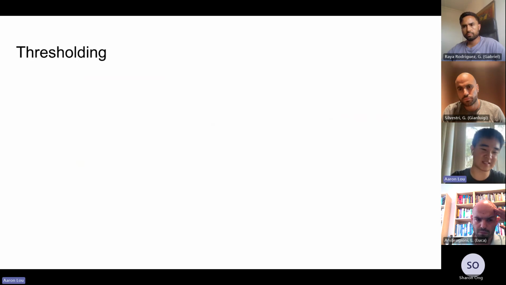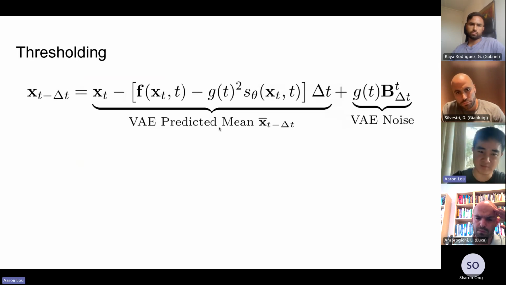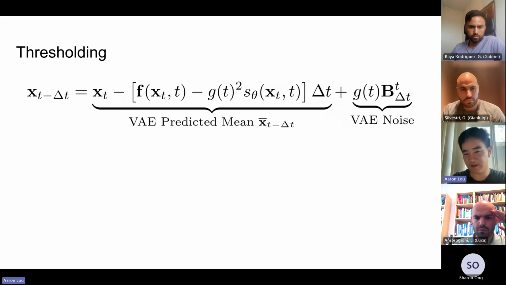One of the techniques that people use, and this is a pretty well-known technique, is the idea of thresholding. The basic idea of thresholding: we take the standard discrete step that we worked with for our SDE, and we have a nice interpretation of this discrete step through the lens of a VAE, or a variational autoencoder. Effectively, the first part of the discrete step is like a VAE predicted mean. We also have some VAE noise, since our Brownian increment is a normal distribution. So we have a mean and a standard deviation, and this works as a good interpretation.